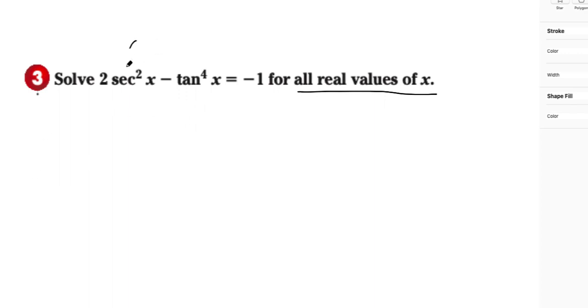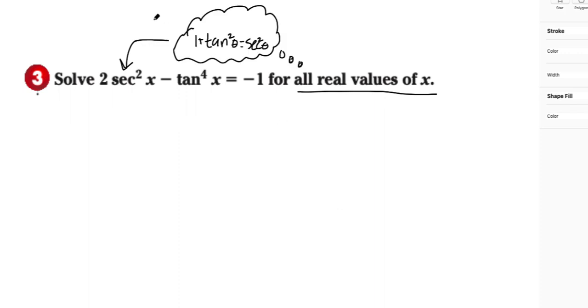Now, first of all, secant squared is reminding me of something that I think we knew, but maybe have forgotten. Do you guys remember this identity? Do you remember how we were dealing with the Pythagorean relationships, and one of them was 1 plus tangent squared theta equals secant squared theta? And the benefit of changing this to a tangent expression is so we can have everything in terms of tangents.